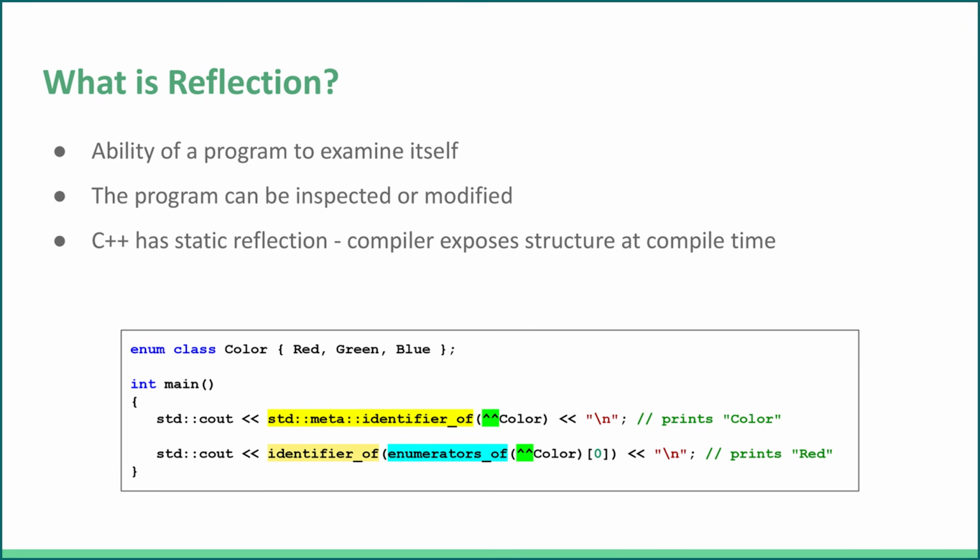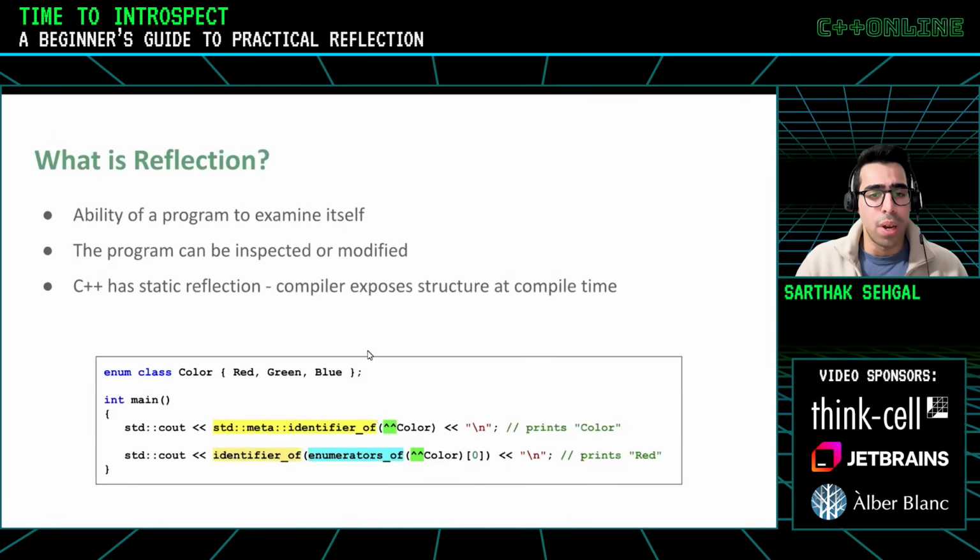In the second line, I'm accessing all the elements of this enum. So I'm calling this enumerators-of function, which gives me all the elements of this enum. Then I'm accessing the first element, which is red, and printing the identifier of that. This is quite powerful. Now I can get a list of elements in my enum, iterate over them, index over them, print their identifier, and various other things. This is just to give you a taste of reflection and what it tries to achieve. But we'll go into a much deeper dive in a few slides.